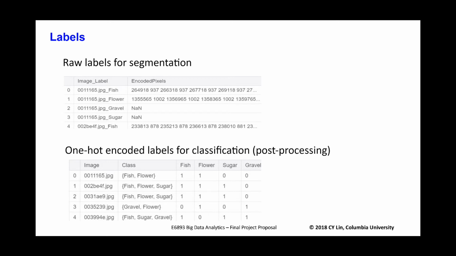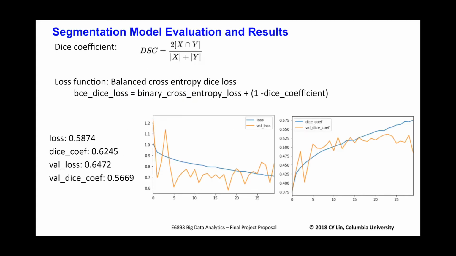The upper image is the label for segmentation. For each class of cloud in the image, we have the corresponding encoded pixels. For the post-processing classification, we transform the encoded pixels into one-hot encoded labels. The image below is the one-hot encoded labels.